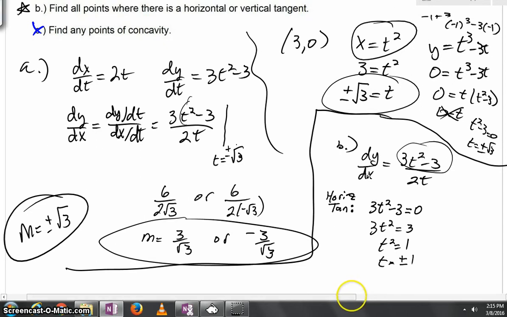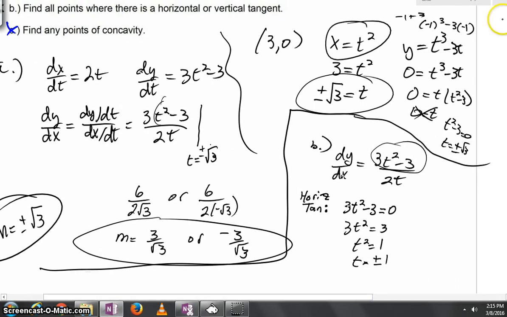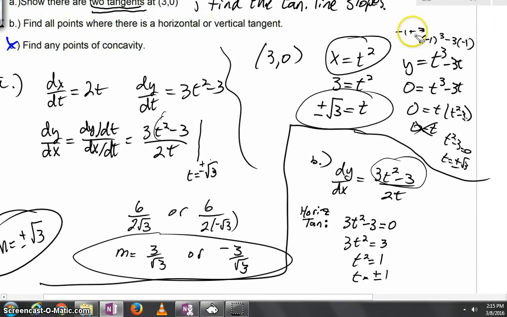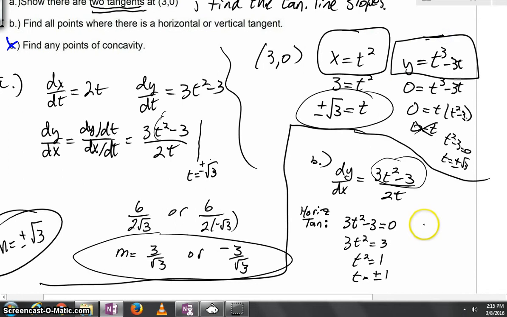That's what we want to see happen, but we're asked to find points. Now the points in question, of course, are going to be ordered pairs. And in all honesty, just come right back up here to our x and to our y. If you were to plug in a 1, we can say that there are horizontal tangents at an x value of, well, 1 squared. If you were to plug in a 1, you'd get 1 to the third for y, minus 3 times 1. Well, that's 1 minus 3, you'd get negative 2.